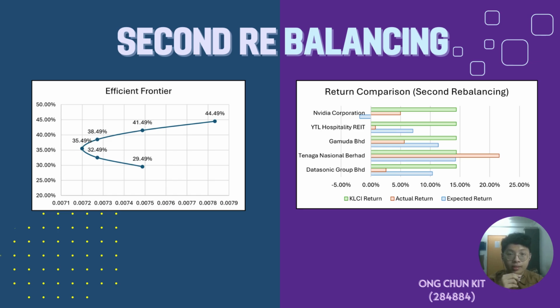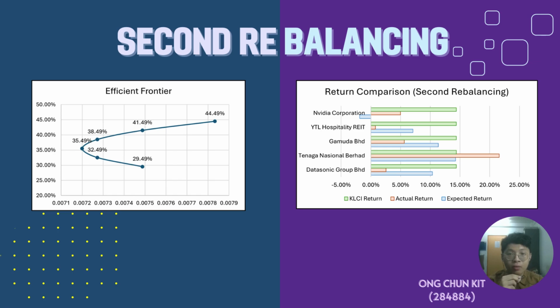We also make a comparison between the expected return, actual return, and the KLCI return. The KLCI market return is 14.37% during the trading period. TMB has the highest actual return of 31.6%, which is higher than the expected return and the market return, indicating that TMB significantly outperformed. Besides that, the actual return of NVIDIA Corporation, 4.98%, is also higher than its expected return of negative 1.88%, which means that this security is performing beyond our expectation.